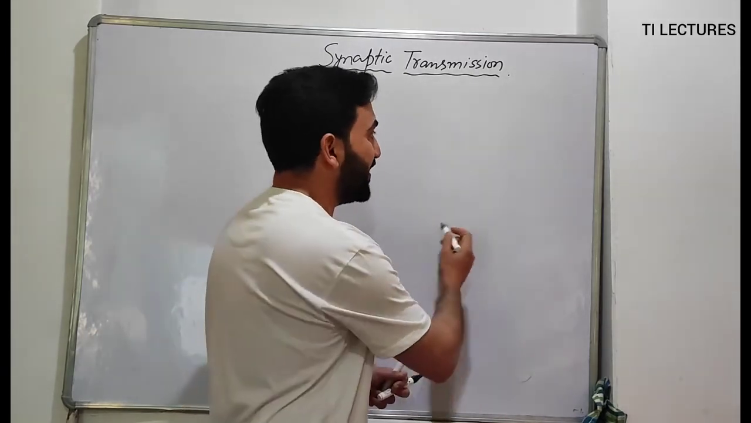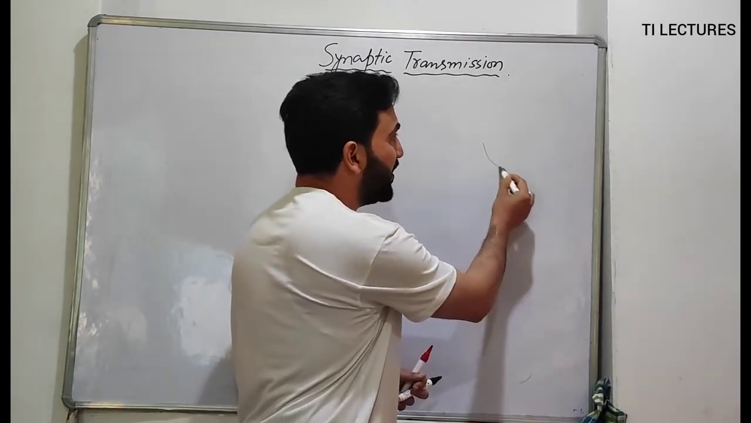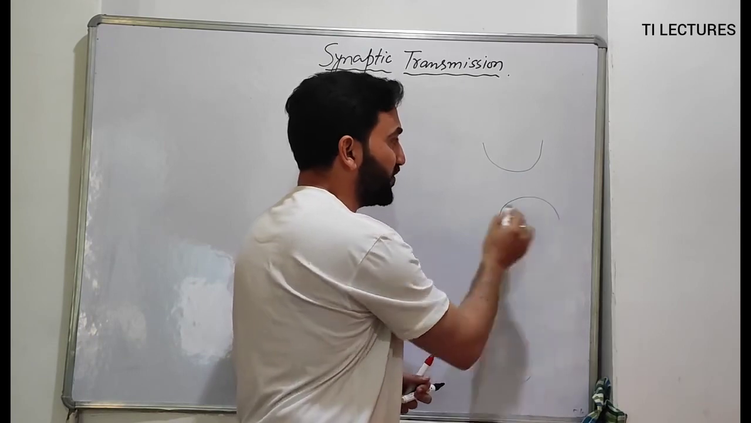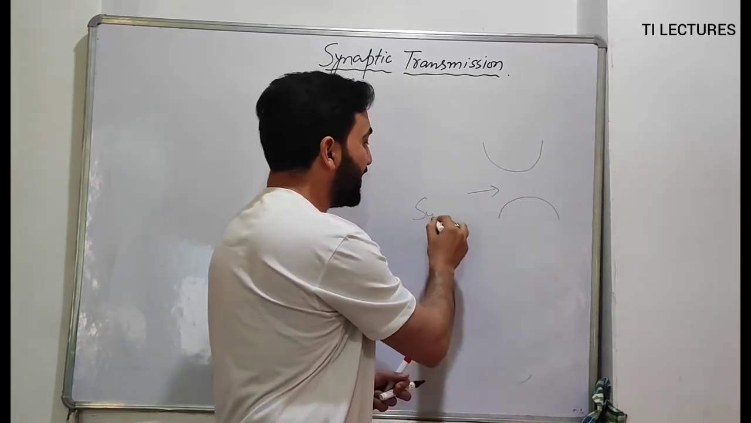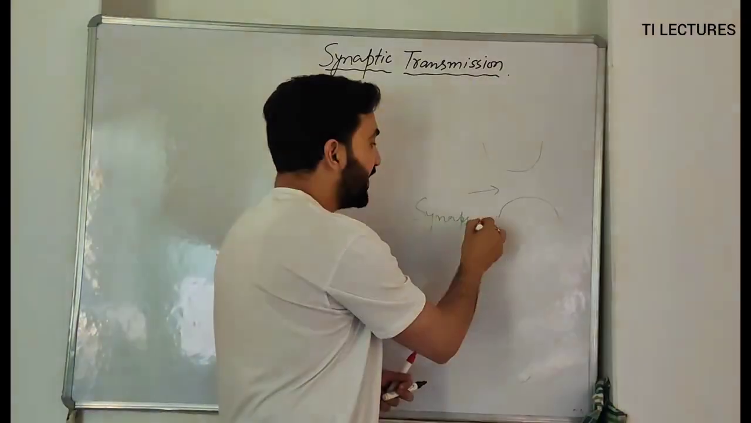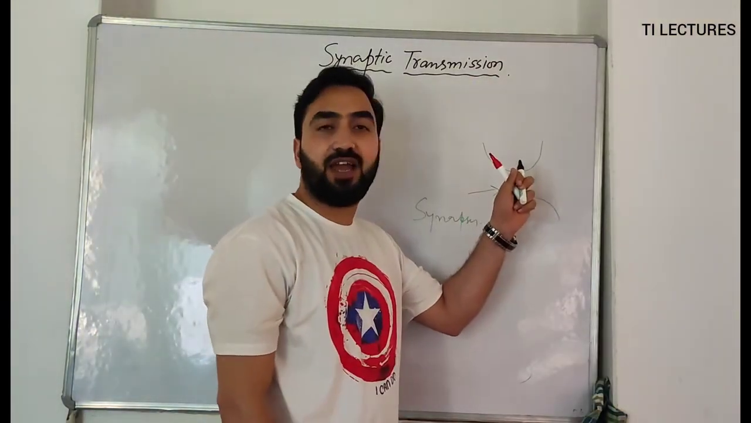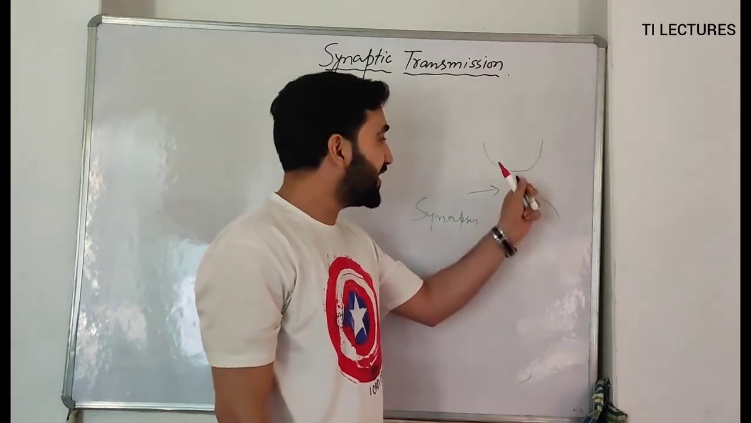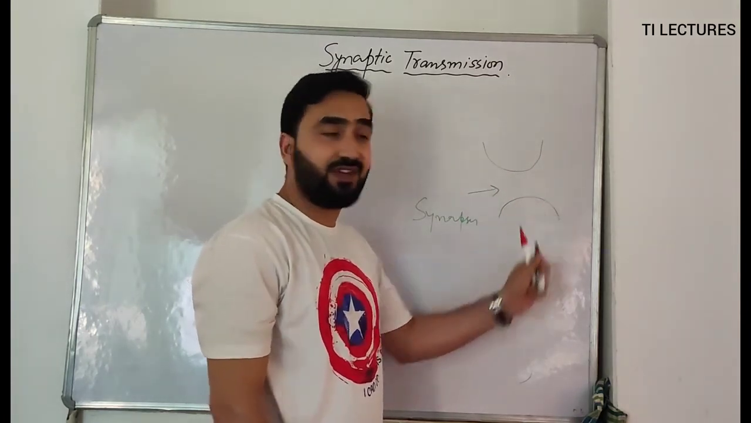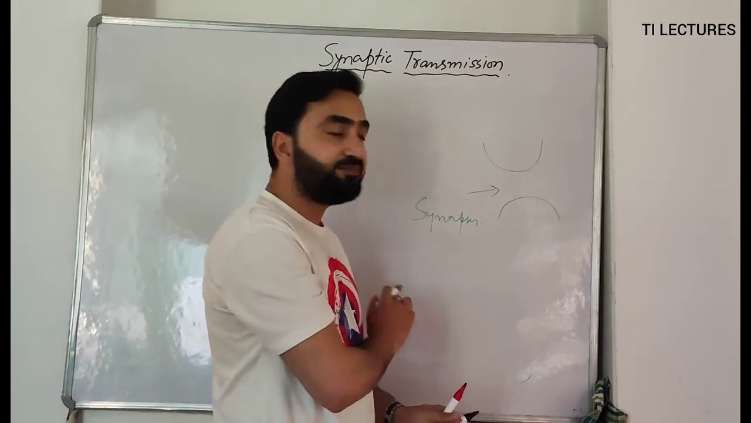At synapses. Synapses means, for example, this is one nerve cell, this is another nerve cell, and this gap is called a synapse, right? So we say that nerve cells communicate with another nerve cell, they can communicate with muscle cells, they can communicate with glands as well at the synapse, right?